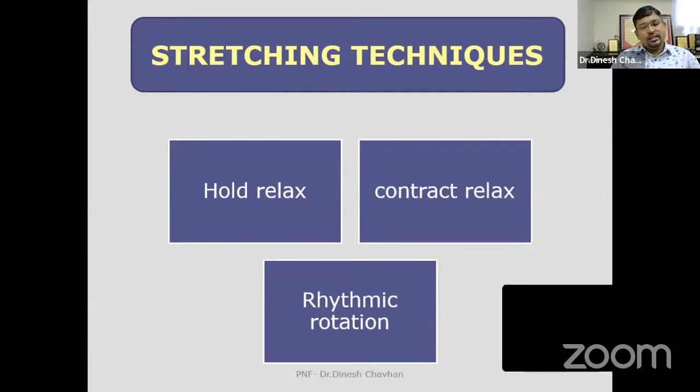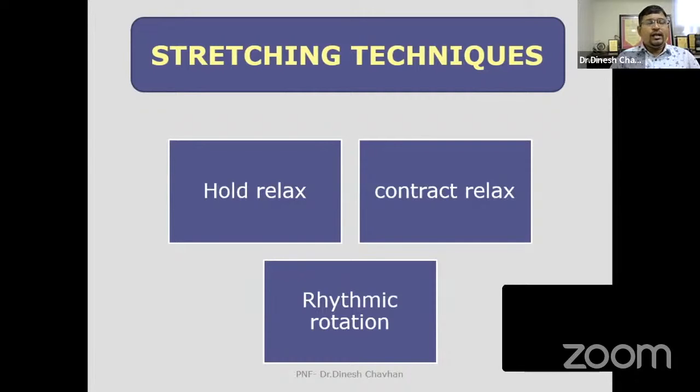What is the definition of hold relax? The name itself says: attain that position for some time, and then after that time, relax. So that is the hold and then the relax. The same muscle will contract, and the same muscle will relax. The neurophysiological principle behind it is autogenic inhibition. After some time, whenever the Golgi tendon organ acts, the same muscle that contracted will relax. That is a hold relax.